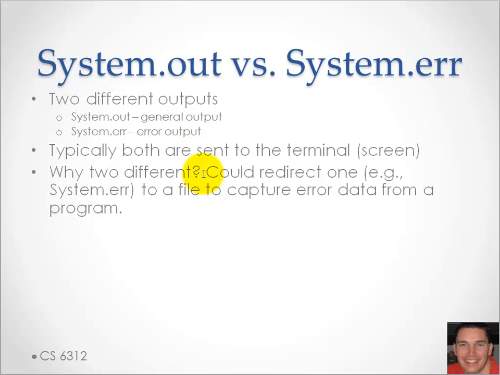And the reason that we do this is that we could take all our System.err output and redirect that to a file to capture any error or exception data that occurred as we are executing our program. Then we could come back and analyze that.